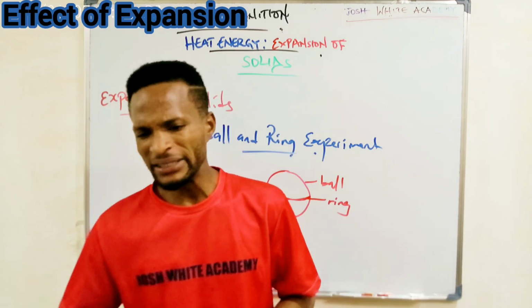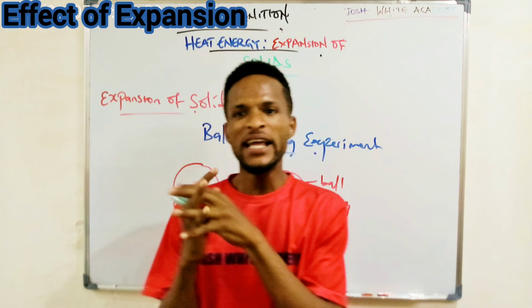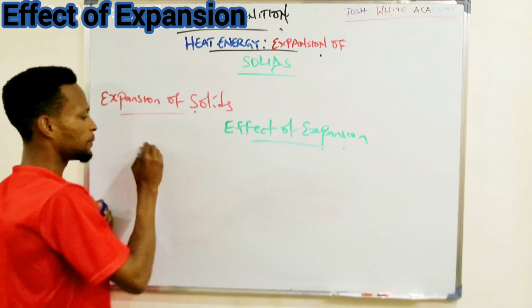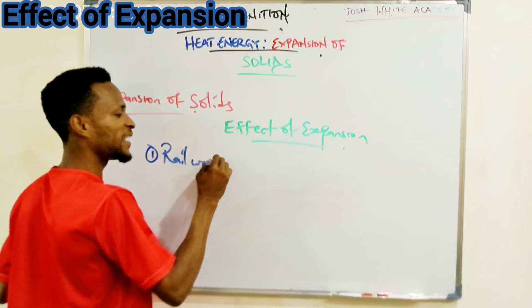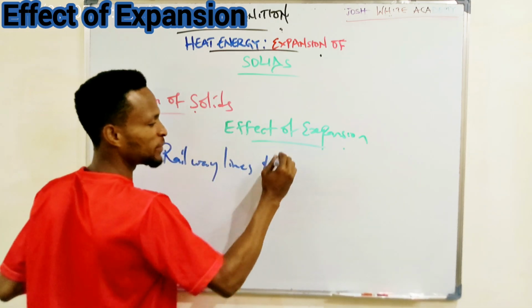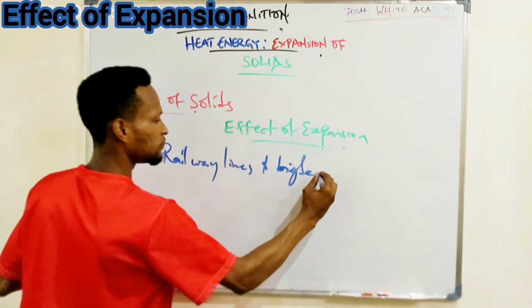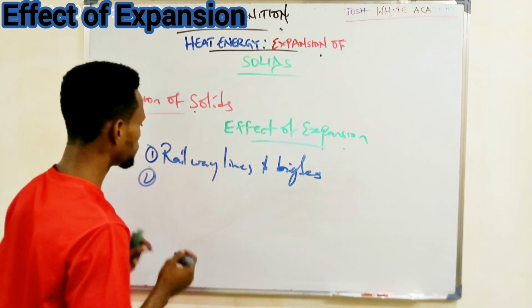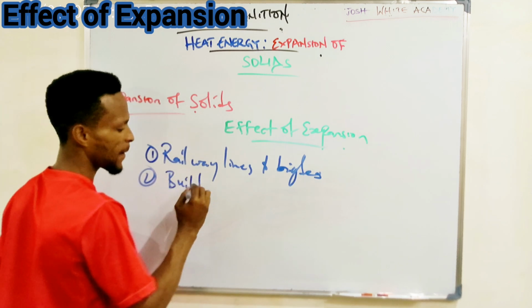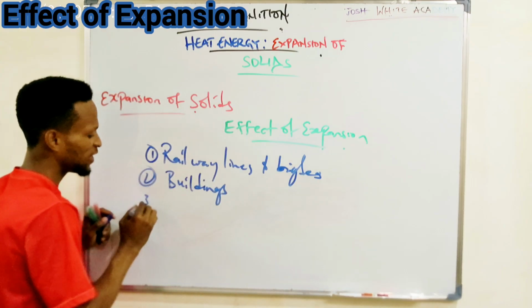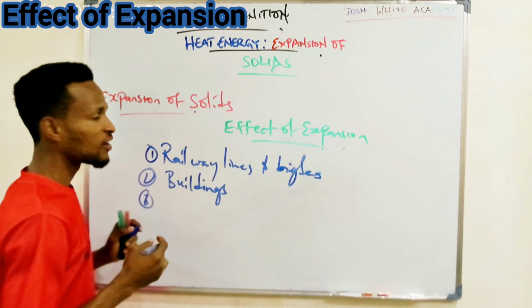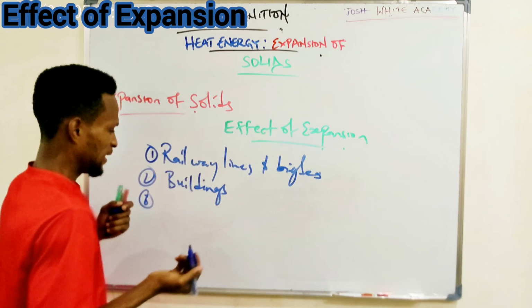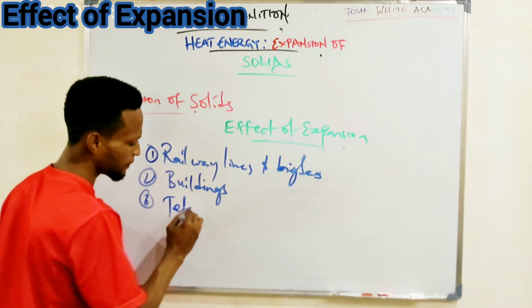Now let's talk about the effect of expansion. Regarding the effect of expansion, we see it in railway lines and bridges. We also see it in buildings. And thirdly, we see this also in wires, like telegraph wires.